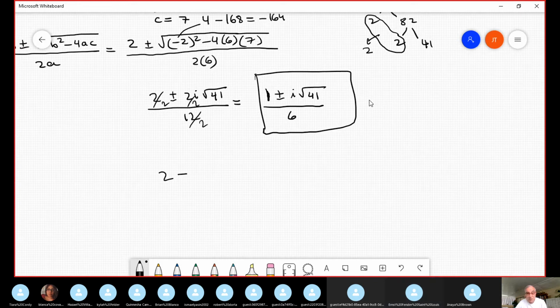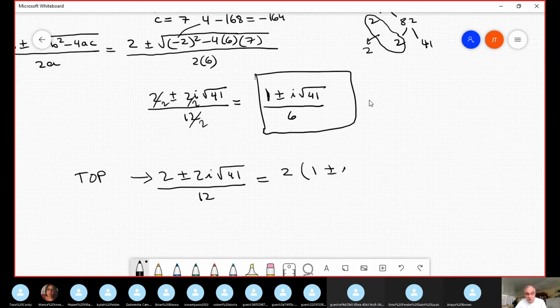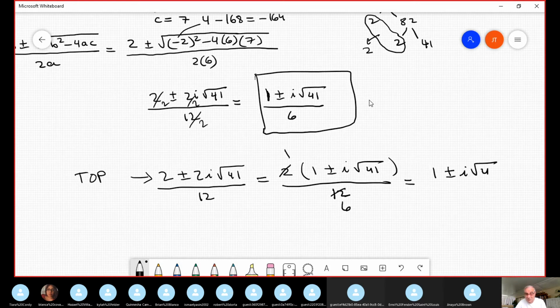Okay. This is my problem. Another way to do that. Look. In the top part there is a common factor, it's 2. I factor out 2: parenthesis 1 plus or minus i square root of 41. Now I can simplify 2 and 12. 2 divided by 2 is 1. 12 divided by 2 is 6. The parentheses aren't necessary. Over 6. It's the same.